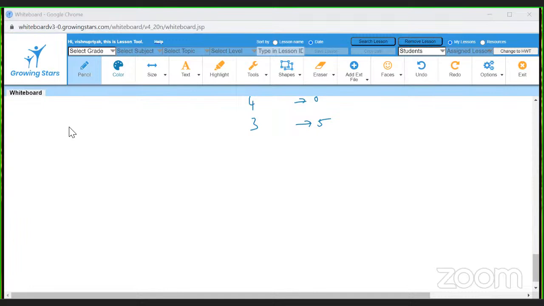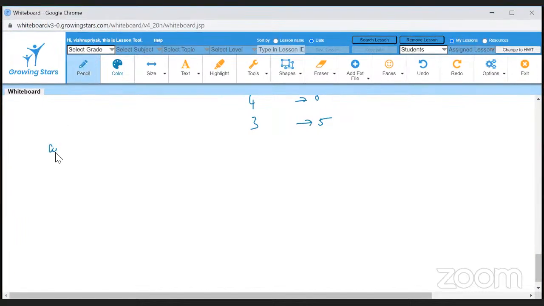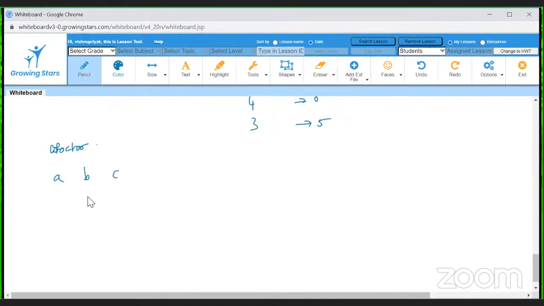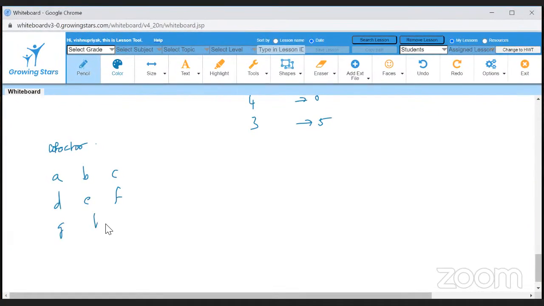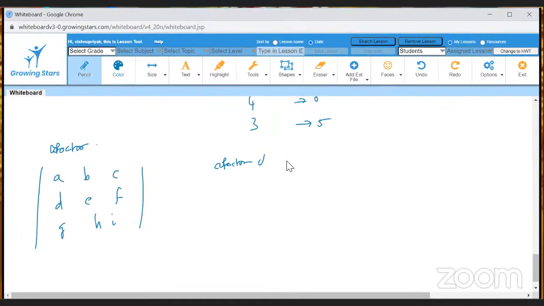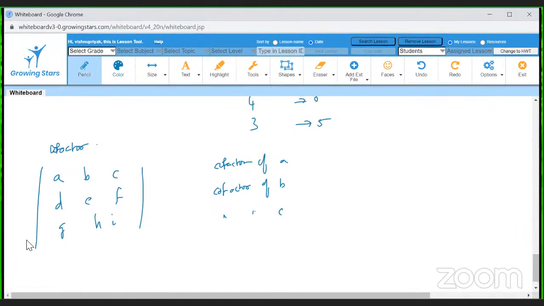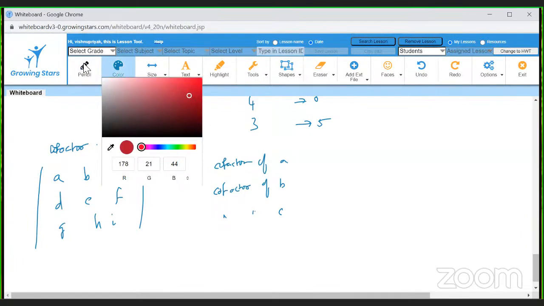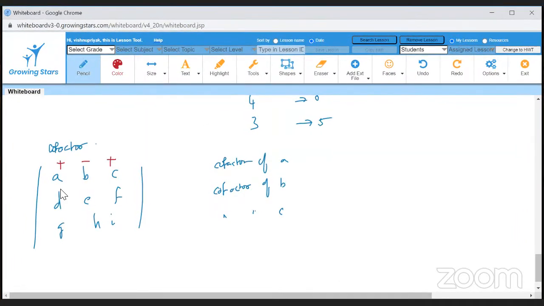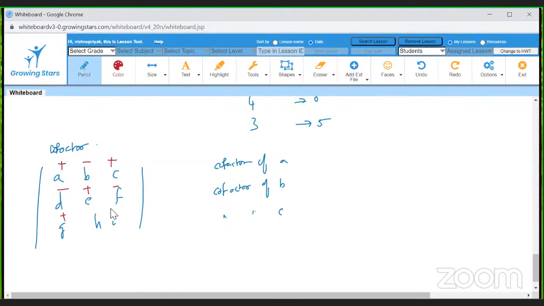Next, similar to minor is cofactor. Suppose you have the determinant A, B, C, D, E, F, G, H, I, and you are finding the cofactor of A, cofactor of B, cofactor of C, like that. So first, you have to put the signs: plus, minus, plus, minus, plus, minus, plus, minus, plus.